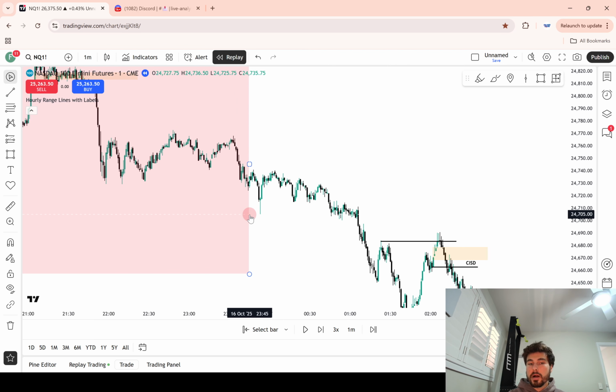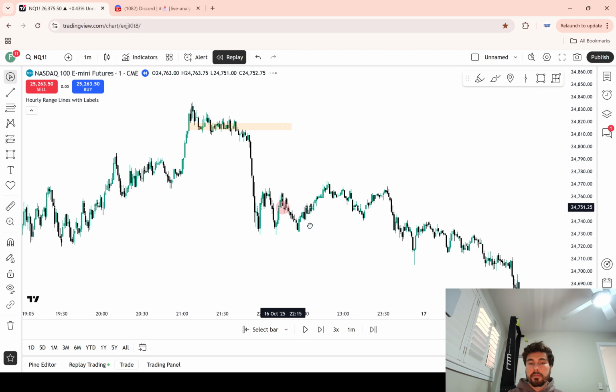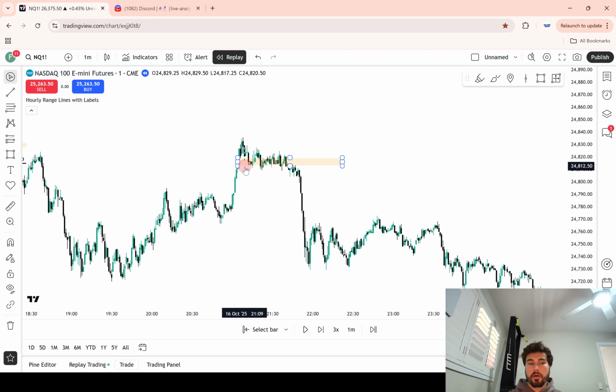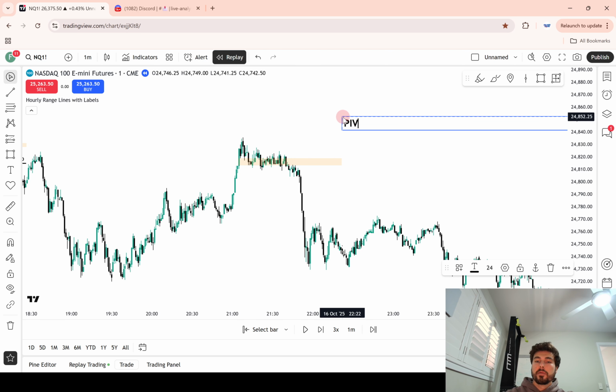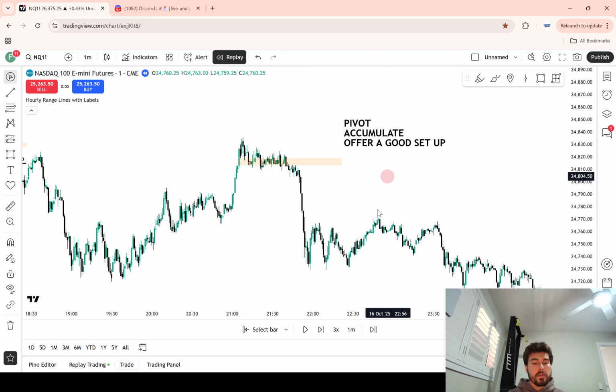Maybe you don't, right? So go back in price, and my advice here would be to mark out all these macros and identify for yourself how many times they pivot, how many times they accumulate, how many times they offer a good setup. And what you're going to find, in my opinion, is that a lot of the times these macros and around these macro timeframes will give you some of the best quality setups.